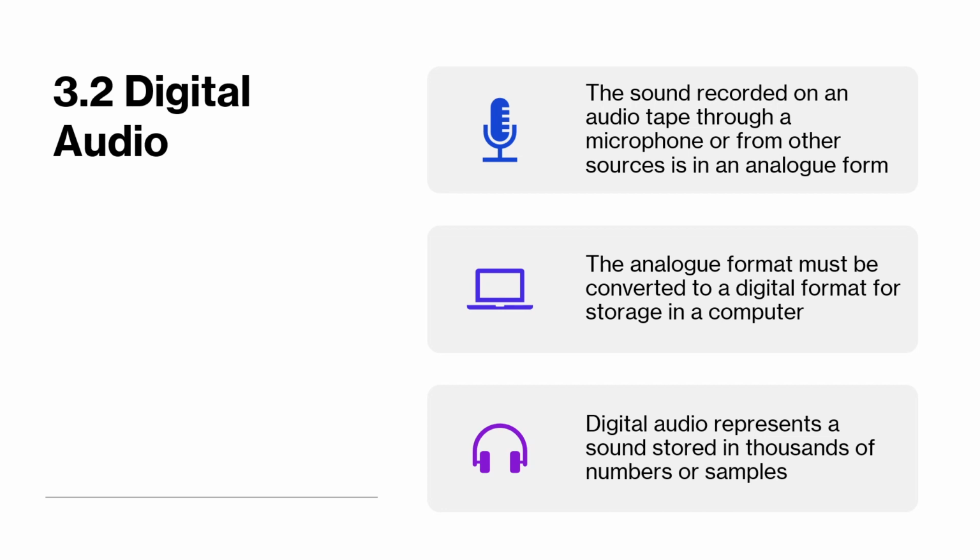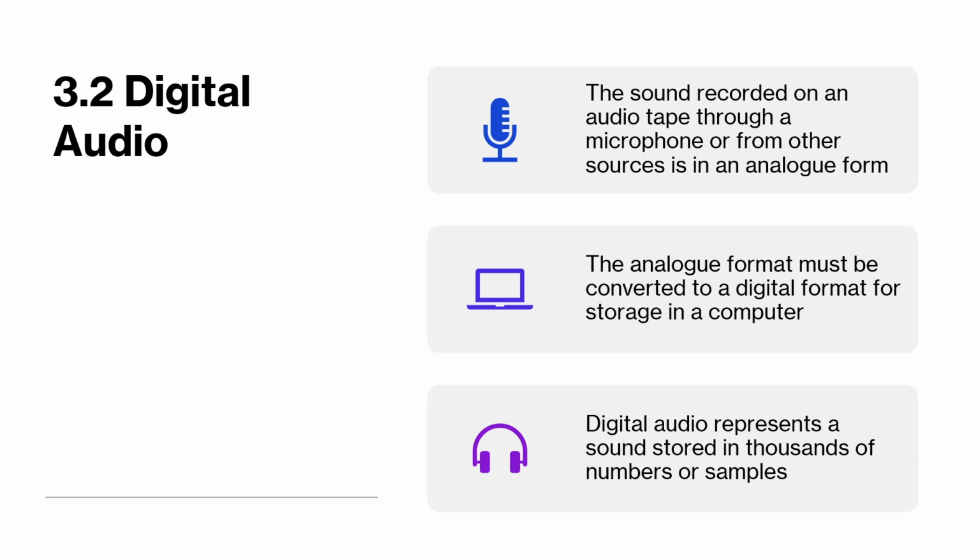As you recall, I spoke about this earlier. The sound which is recorded on an audio tape through a microphone or from other sources is in a form which is analog. By analog, we normally term it as a continuous form. So have it in mind that anytime you record a sound through the microphone from the source, that sound is in an analog form.